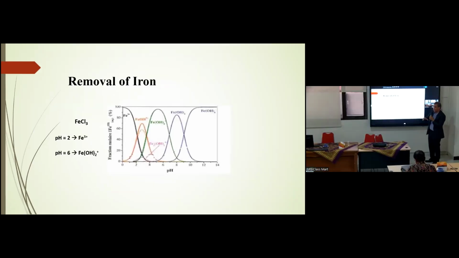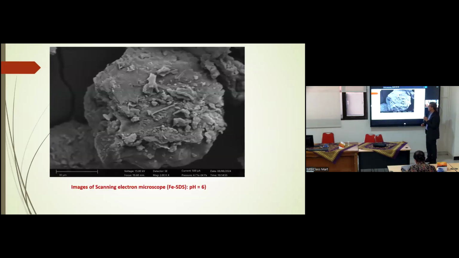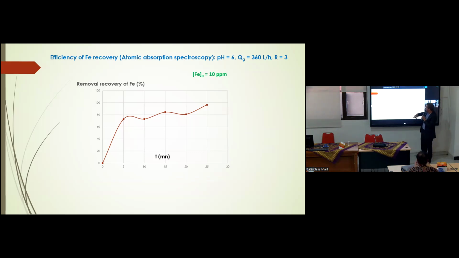Now for the iron, before I used only zinc. Now I use the iron. The results are the same. I prove the existence of iron in this foam. And you can conclude, in only 25 minutes I have almost 100%. So the iron is more removable than zinc. For zinc, I need 80 minutes. For iron, I need only 25 minutes.